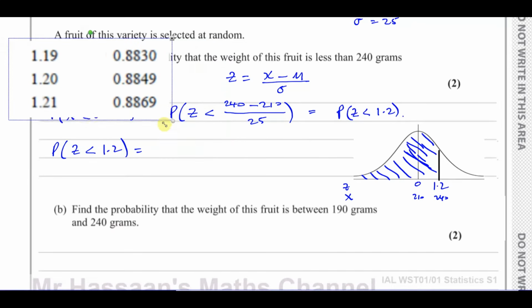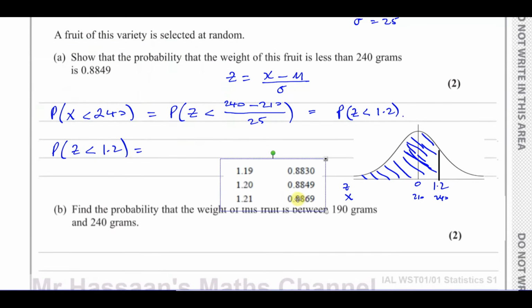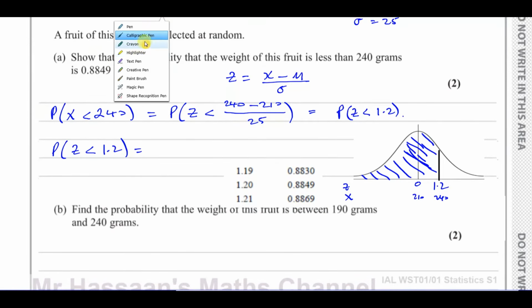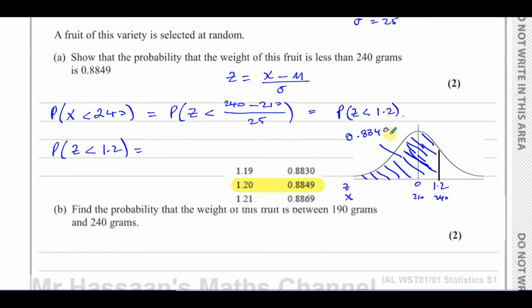So what we're looking for is this, okay, this here, which we can see is exactly what they asked us to find. Okay, so this area here is 0.8849. So that's what we had to show.